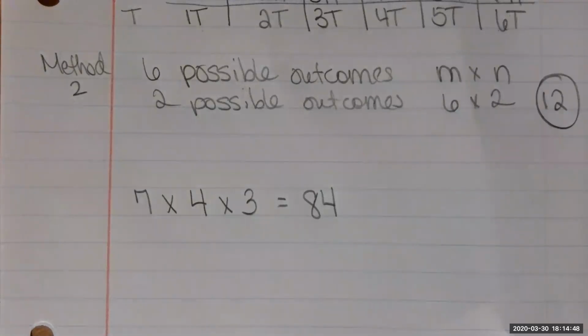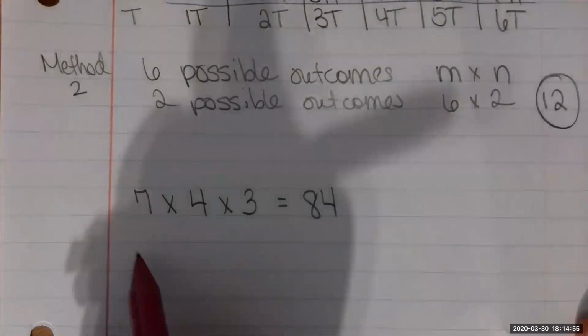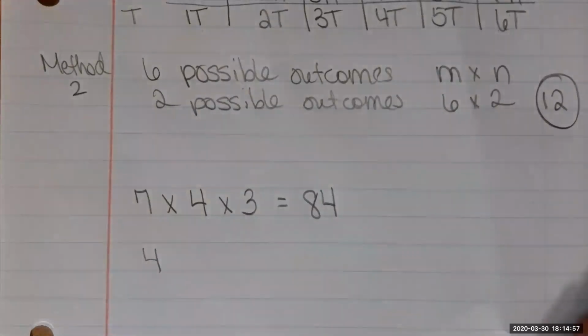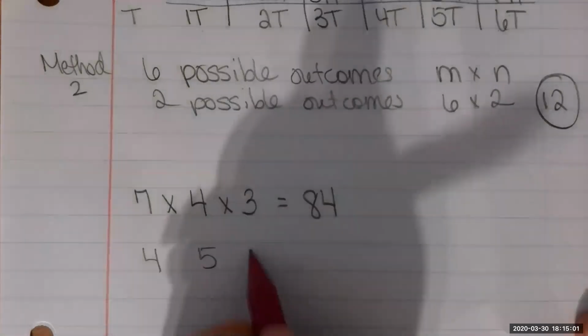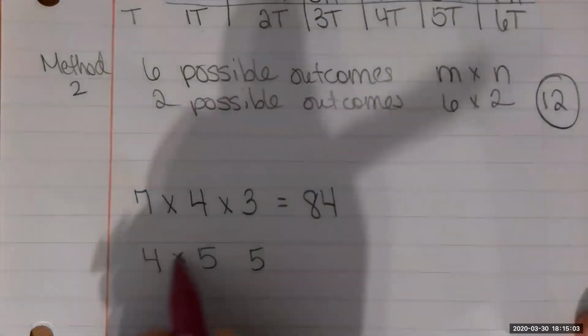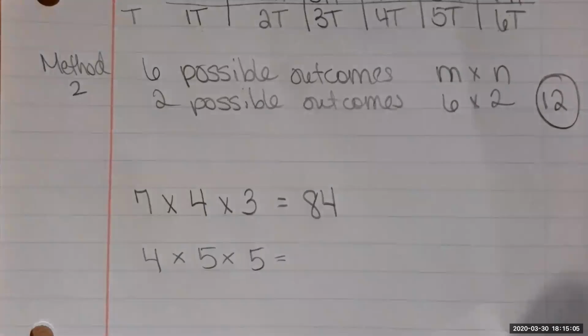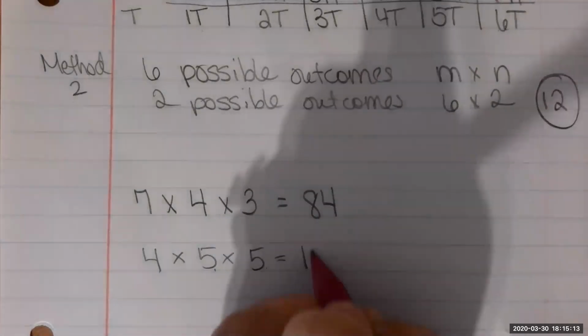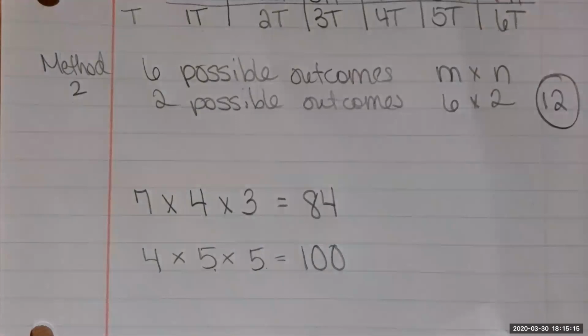Okay, so how about this question? How many different outfits could you make from 4 t-shirts, 5 pairs of jeans, and 5 pairs of shoes? So using the fundamental counting principle, we multiply those together. Well, 5 times 5 is 25, and 25 times 4, that's 100 different outfits. That is correct.